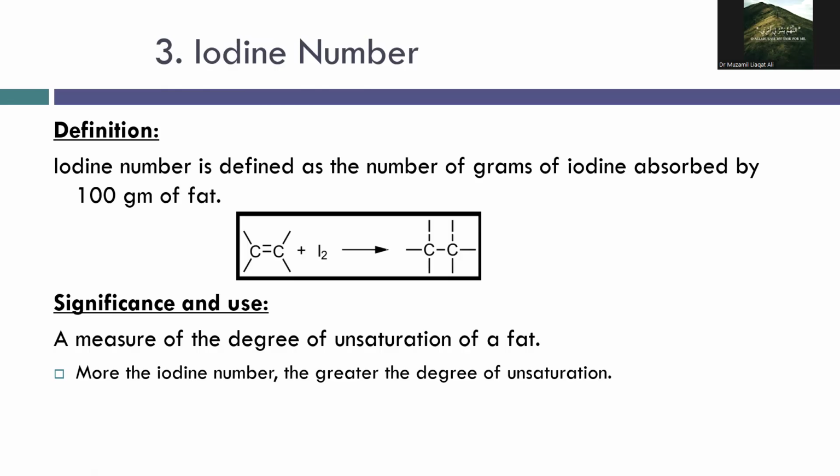So what about its application? The application of the iodine number: if olive oil has an iodine number more than 88, it may be adulterated with cottonseed oil.